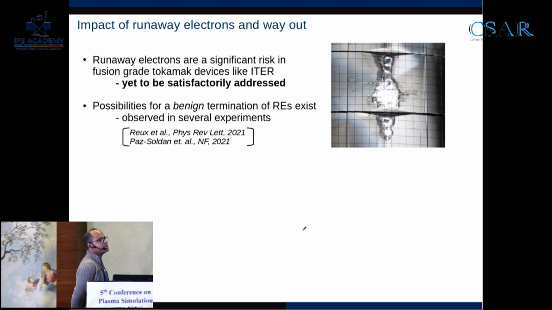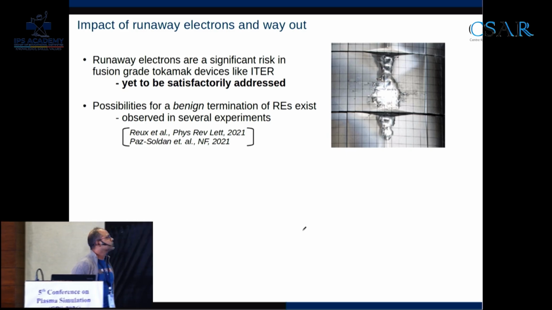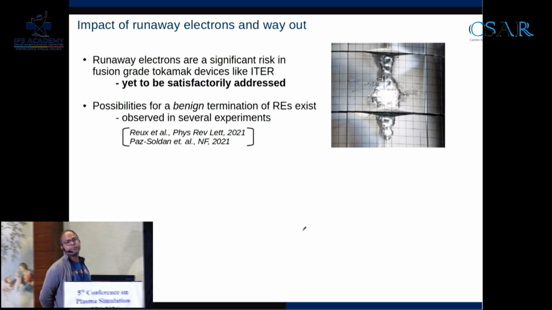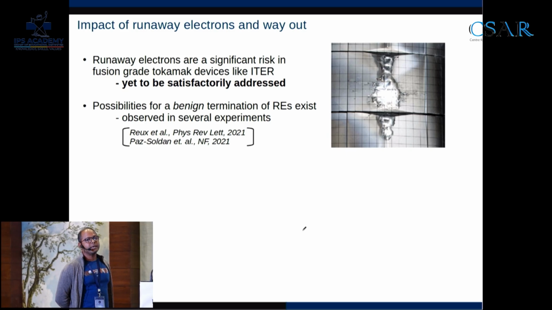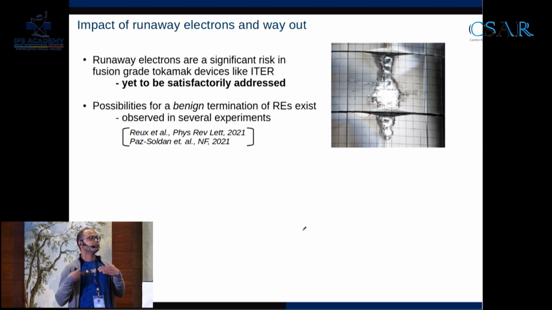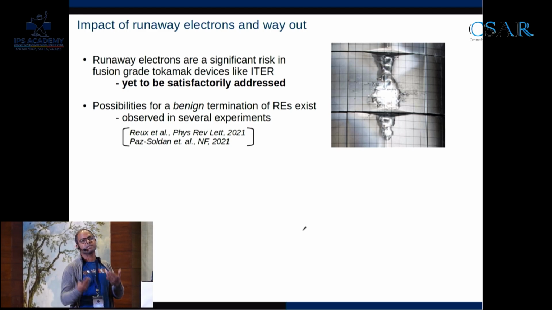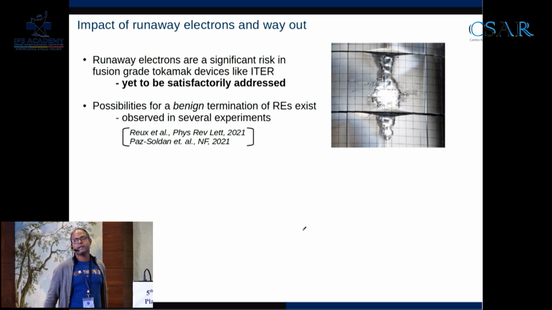So now what is the solution for this? There are some possibilities for a benign termination. A benign termination means that you simply have a disruption, you generate runaway electrons, but in the end it does not lead to any damage to the walls. So how is it possible?